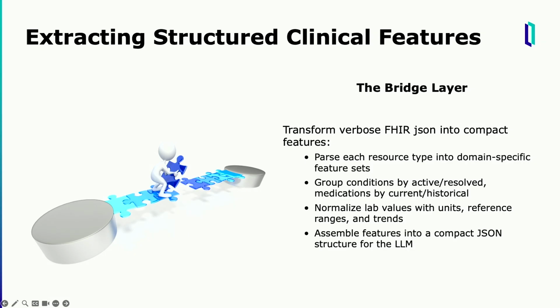So we need to construct a bridge between retrieval and reasoning. We parse each resource type, group the content into clinically useful categories, normalize details such as units or status, and assemble a compact representation that's easier for the model to use. This domain-specific data model is optimized for LLM input. It reduces noise, lowers token cost, and usually improves accuracy.